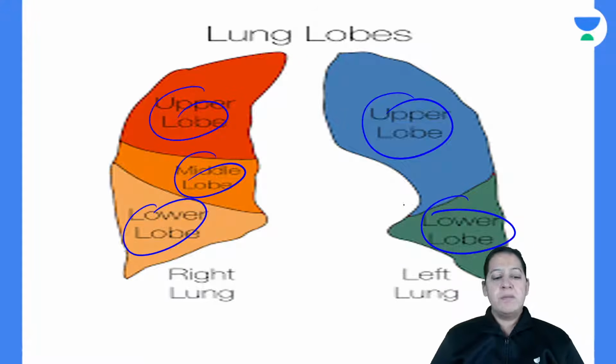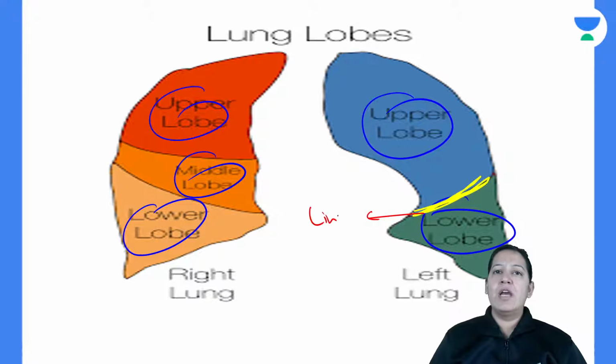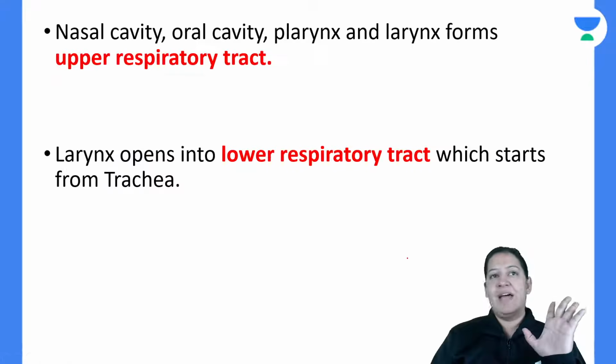So here the question comes on the lingula. You can mark the lingula here. The middle lobe of the left lung is represented by a small section here that is known as the lingula. So the lingula is the middle lobe of the left lung. It is an important MCQ from anatomy. Please learn that.